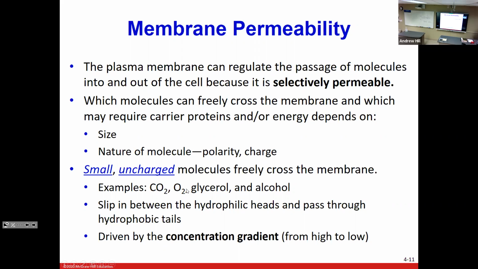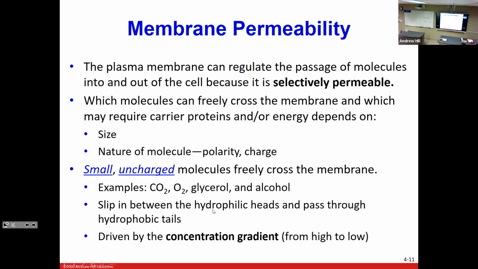Now there are some other ones that are technically a little bit polar. Glycerol and alcohol all have hydroxyl groups, OH groups hanging off them, but they're small enough that they can get through the membrane. They have a little bit of a hard time, but they can get through. So again, it's a combination of these different factors that determine whether something can get across the membrane. These smaller things can slip between the hydrophilic heads and pass through the hydrophobic tails and get into your cells.